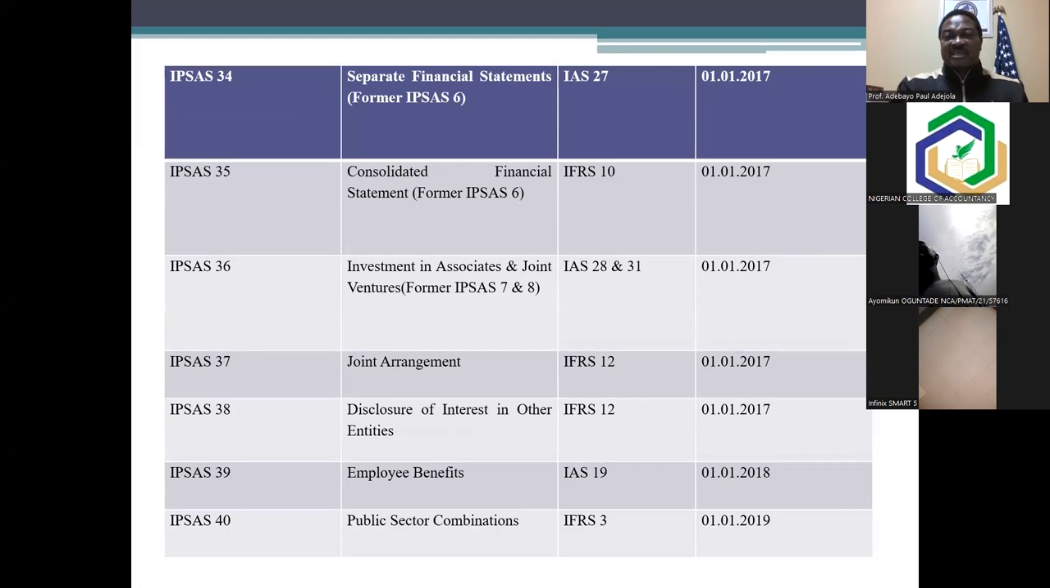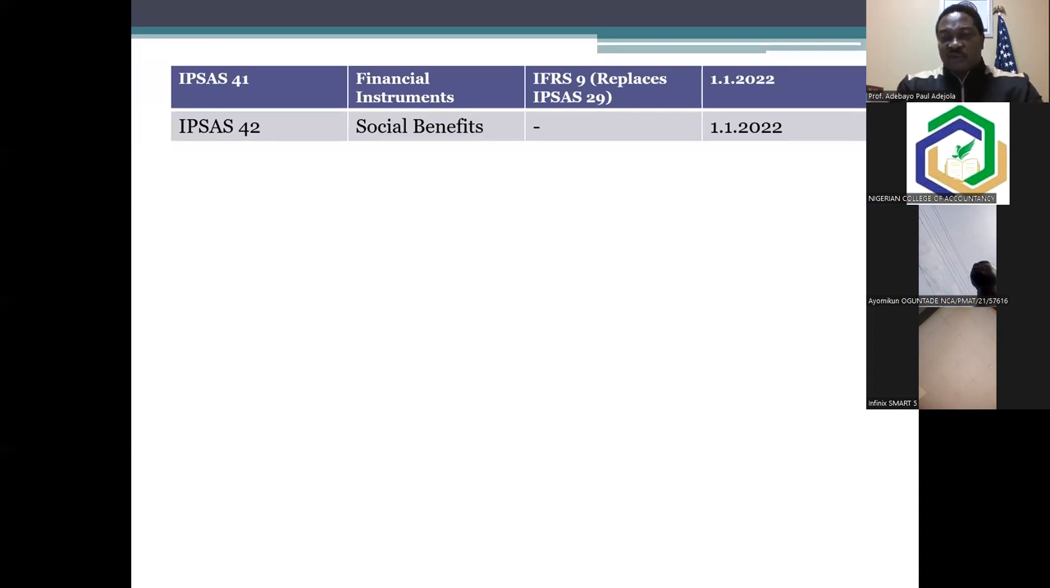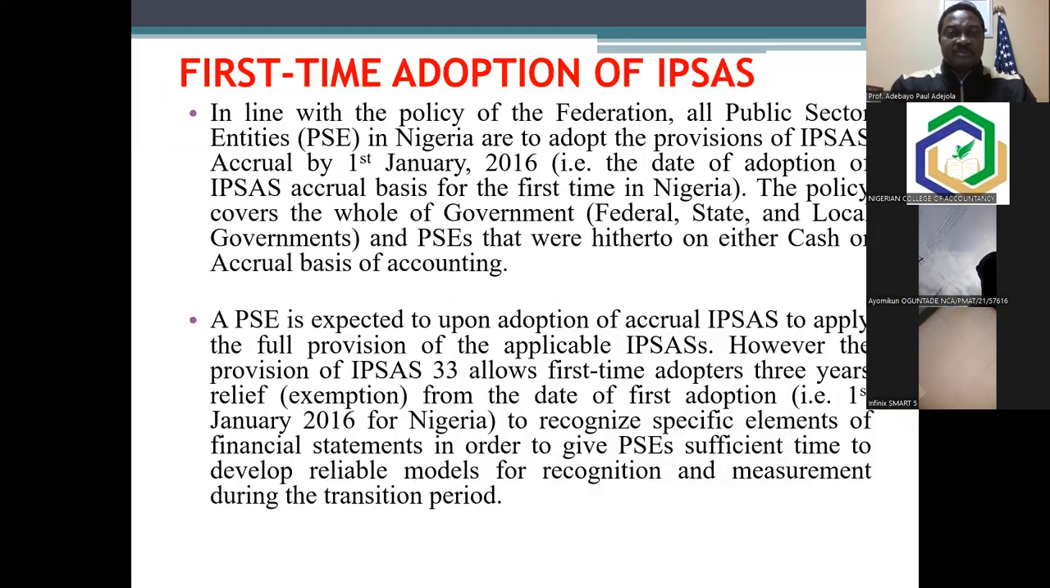34, separate financial statements; 35, consolidated financial statements; 36, investment in associates; 37, 38, 39, 40, 41, 42. We have some other IPSAS that are undergoing what we call exposure drafts. And once those exposure drafts are certified by the relevant authority, they are also published as part of the IPSAS.